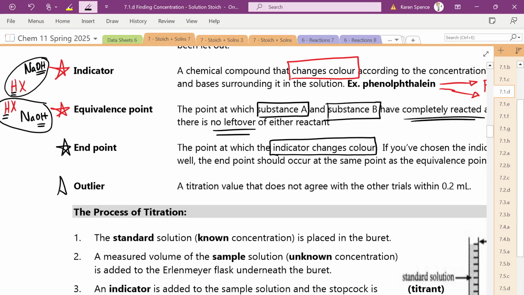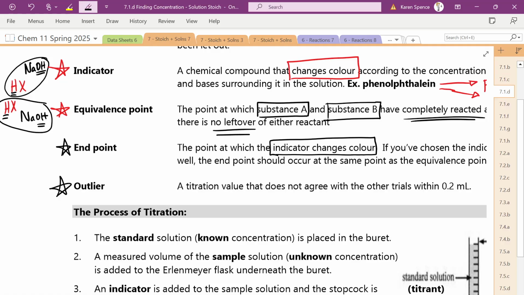And then we have an outlier, which is a titration value that does not agree with the other trials within 0.2 milliliters. Now, what the heck is that? When you do a titration, you don't just do it one time. You do it once, and you get a value, and you do some calculations. Then you do it twice, and you get a value, and you do some calculations. Then you do it 3 times, and 4 times, and if you don't get good agreement, you do it 5 times. You do it until you get statistically good data, okay?